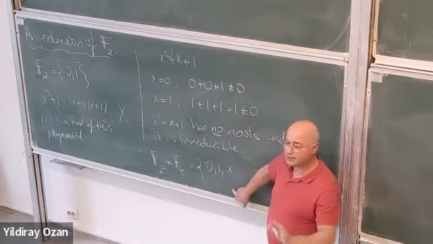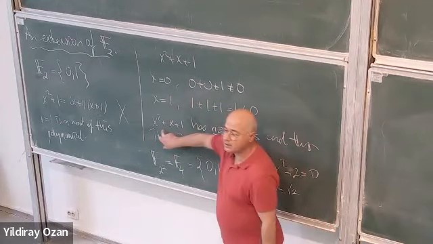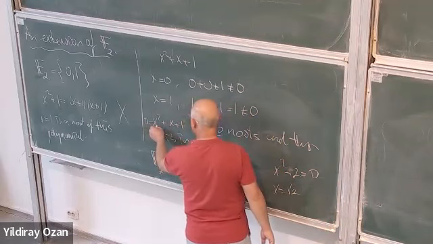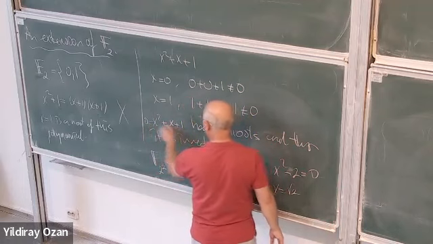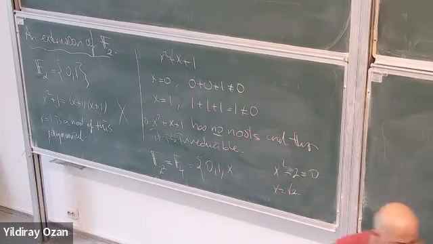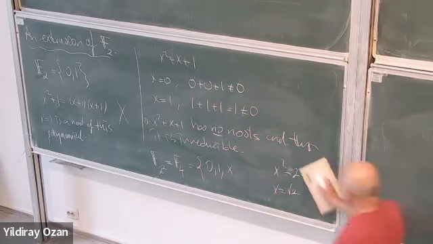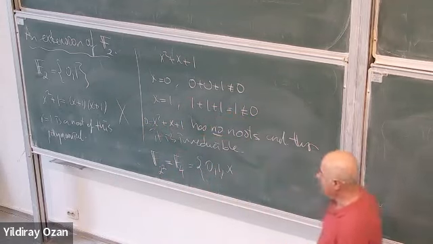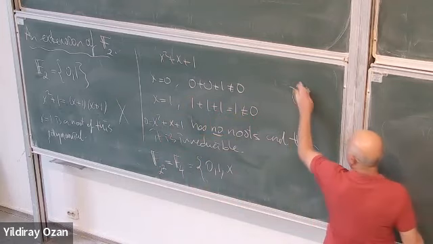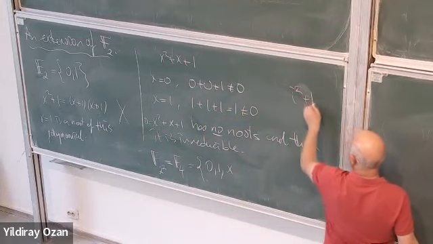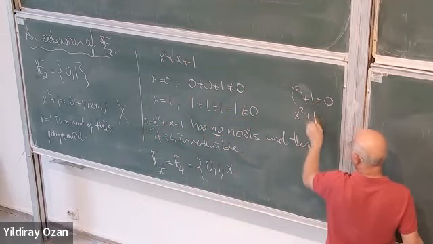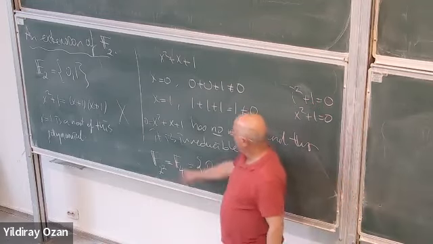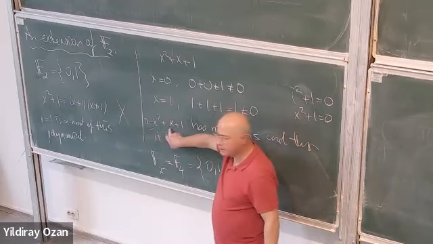So x is a root of this. What is this x? x is a symbol. It just satisfies this relation. It makes this zero. So when you plug x in here, you get x squared plus x plus one, that is zero. So x is a symbol such that x squared plus x plus one is equal to zero, like i is a symbol such that i squared plus one is equal to zero. So it's a solution of this polynomial.